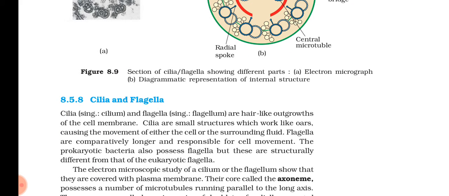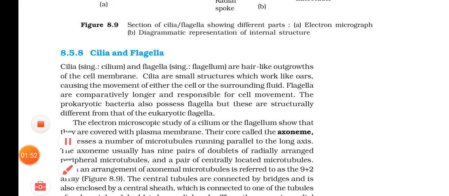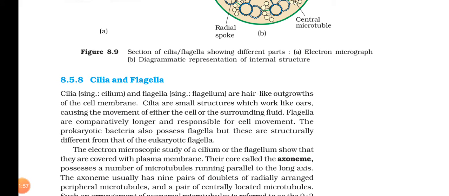And the next structures that we are going to study are cilia and flagella. They help in locomotion. Understood? Either the cell can move with the help of the cilia or flagella, or they help in the movement of the surrounding fluid. They work like the oars of a boat: when the oar is moved, the boat moves, isn't it? Like this, cilia help the cell to move, or help the surrounding fluid to move in one direction. When we compare, cilia are small structures, but flagella are longer and responsible for cell movement.